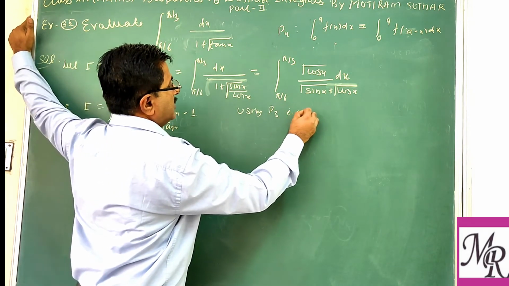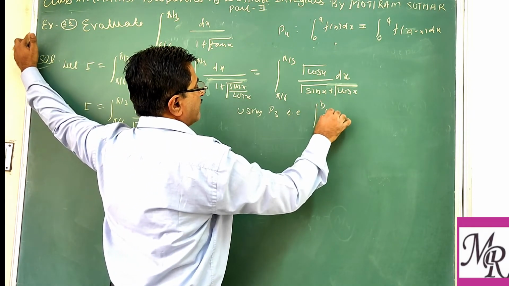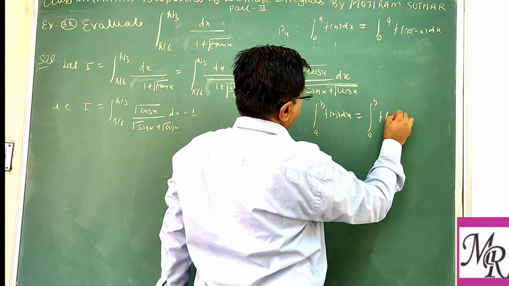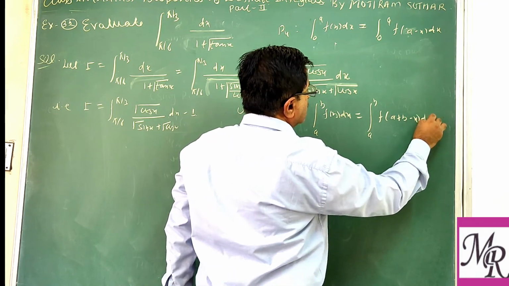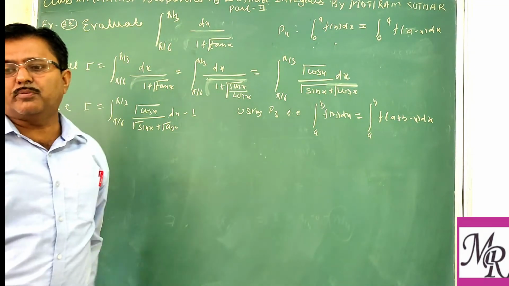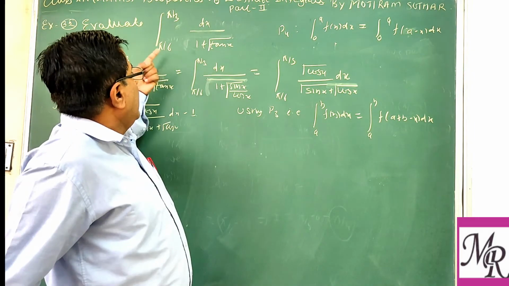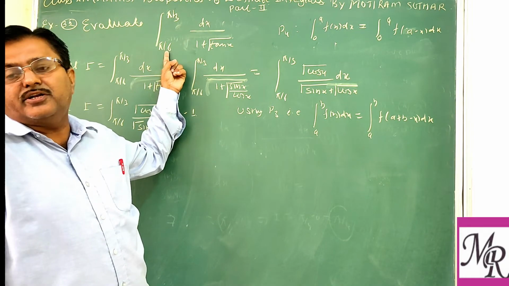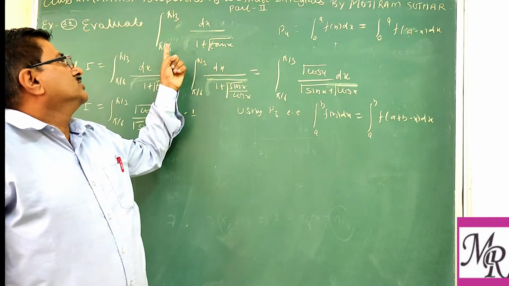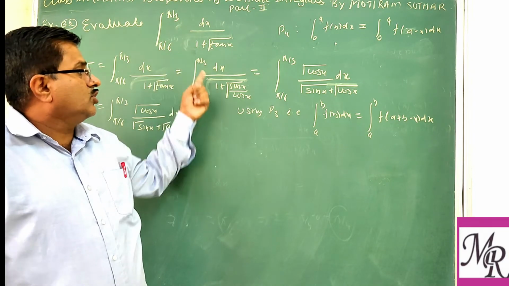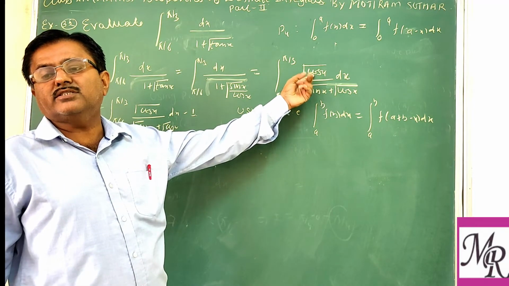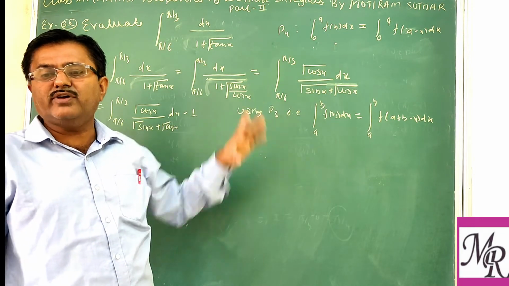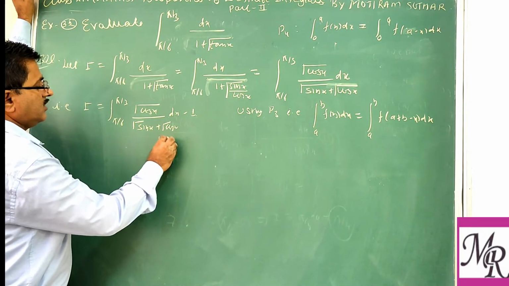So what does P3 say? Integral from a to b of f(x) dx equals integral from a to b of f(a plus b minus x). How do we know to use this property? Our limits are given from a to b, and if you add these two, pi by 6 is 30 degrees and pi by 3 is 60, and 30 plus 60 is 90. So sin or cos of 90 minus theta gives the complementary ratio, and that can give an easy form. That's why we are using it.